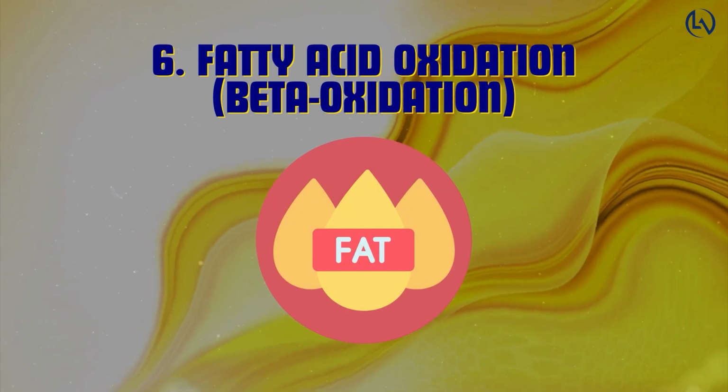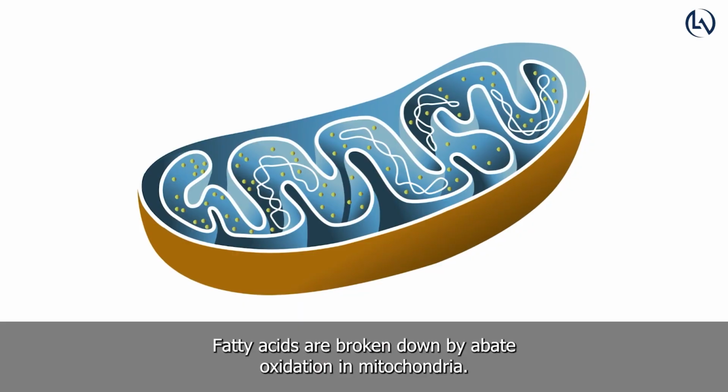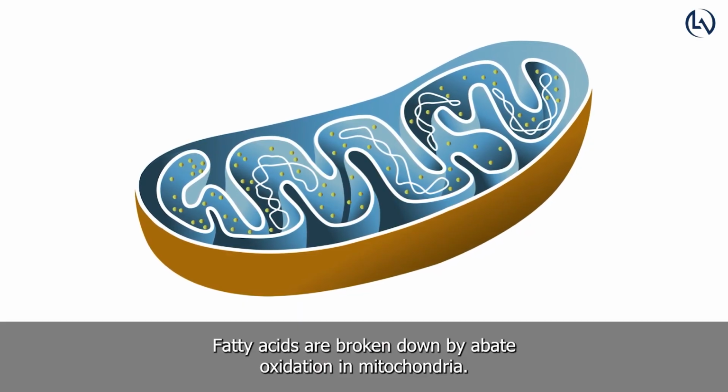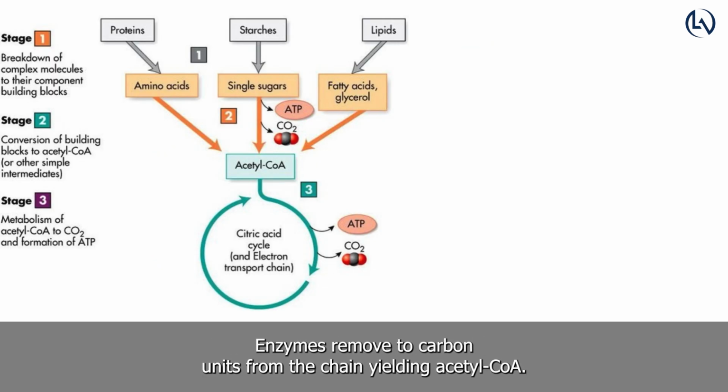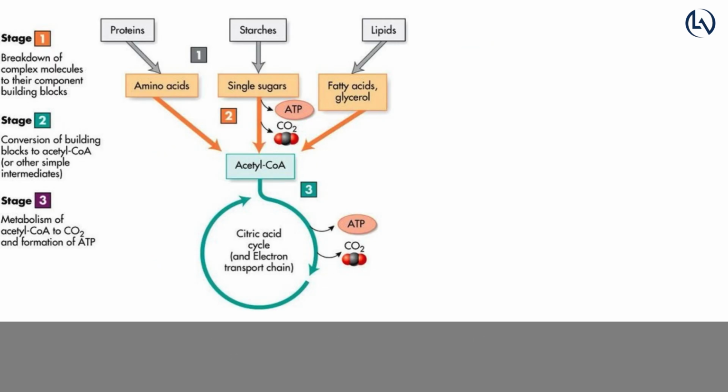Fatty acid oxidation, beta oxidation. Fatty acids are broken down via beta oxidation in mitochondria. Enzymes remove 2-carbon units from the chain, yielding acetyl-CoA. This enters the citric acid cycle to produce ATP.